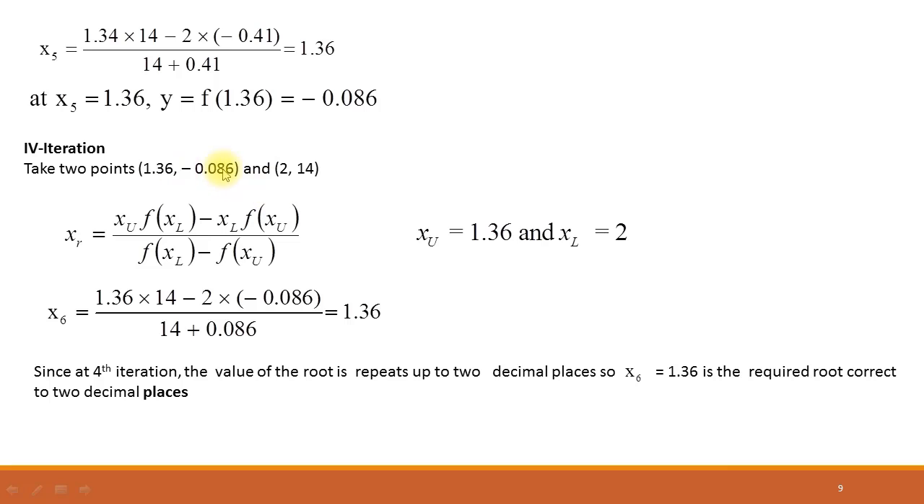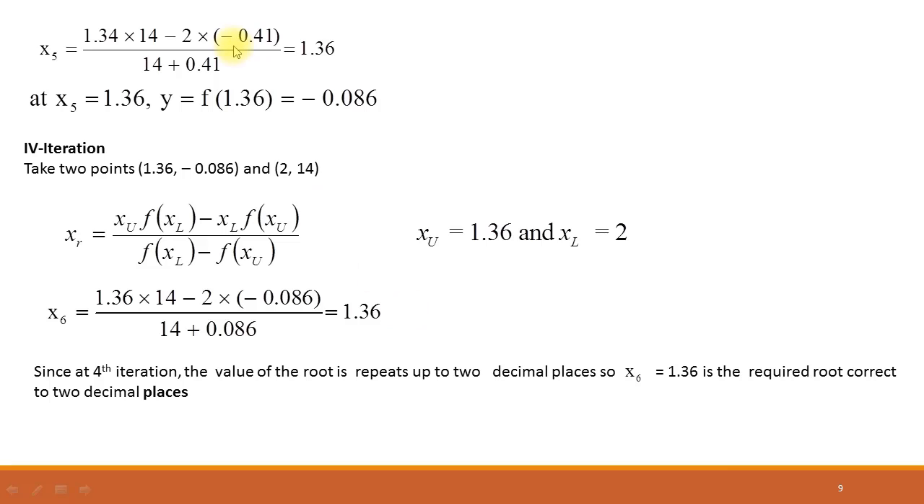Why do we choose these two values? Because the function has a negative sign at this value, and the function has a positive sign at x equal to 2, which is 14. So replace XU by this XR, which is 1.36, and XL will be as it is. Now using again the false position formula, putting the value of XU as 1.36 and the value of XL as 2, after simplification we get the sixth root as 1.36.